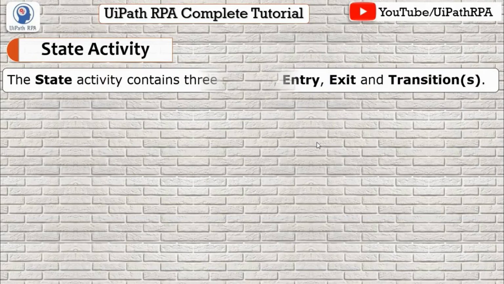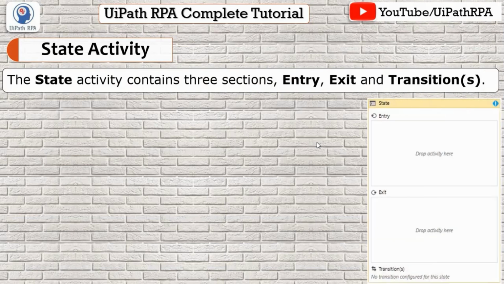Next, the state activity contains 3 sections: entry, exit and transition. Here you can see in the screenshot, this state activity has 3 sections. First entry, second exit, and third transition. So I am going to tell you about all these 3 sections. First is the entry section.